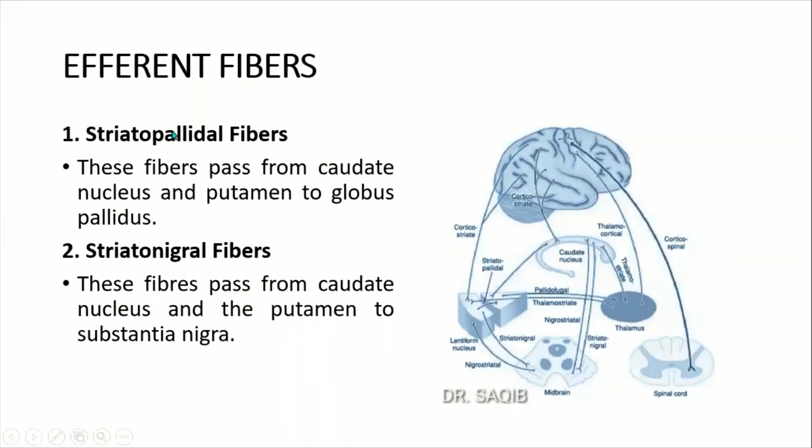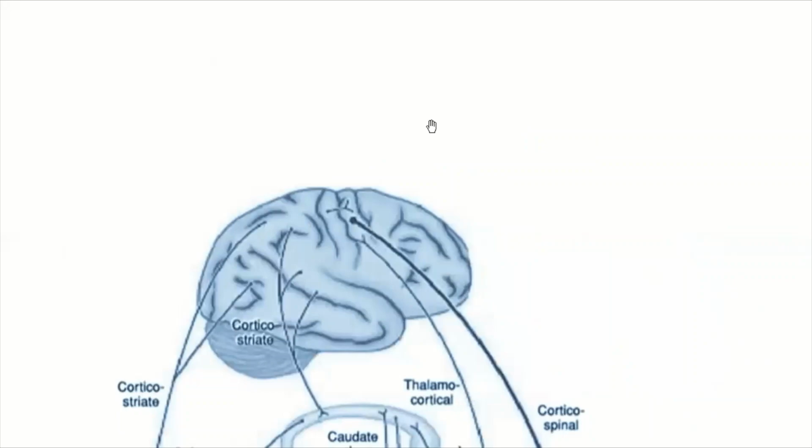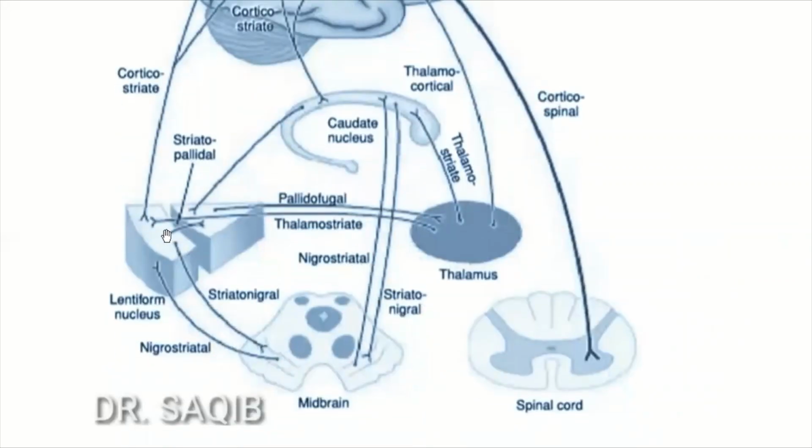So the efferent fibers, right, are the few. Striatopallidal: these fibers pass from the caudate nucleus and putamen to the globus pallidus. Let me zoom in. This is the striatopallidal. First of all, you see this striatopallidal, right? These are the fibers going to this globus pallidus. These are the striatopallidal fibers.